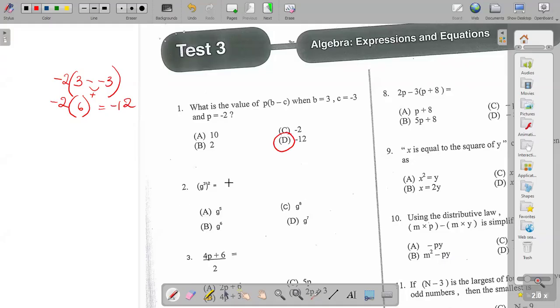We know what brackets mean: to multiply. So this really means 3 times 2. So the answer is 6, which is B.